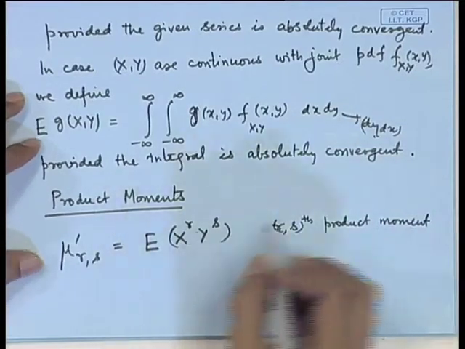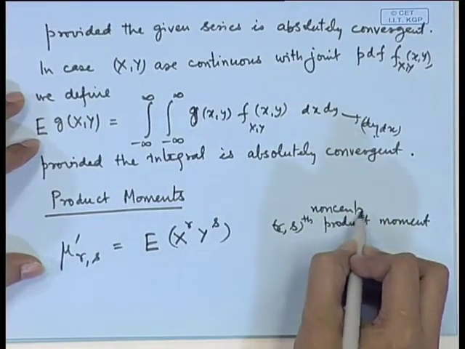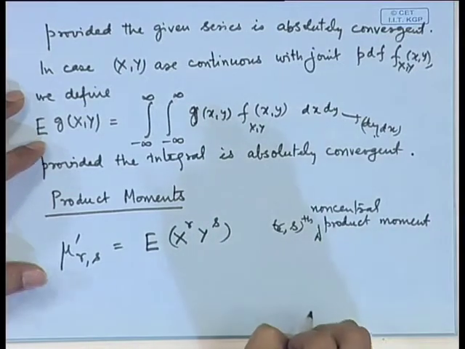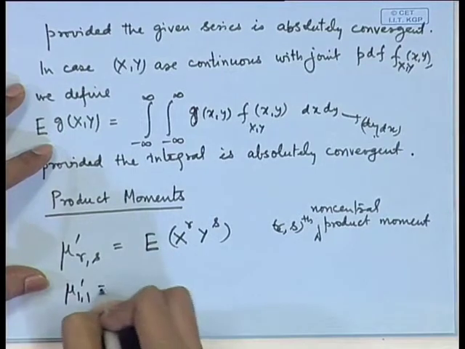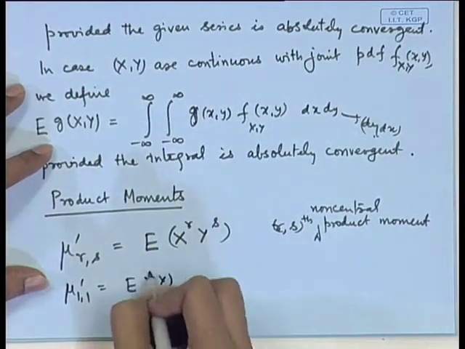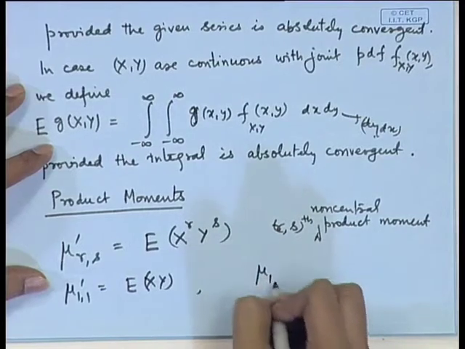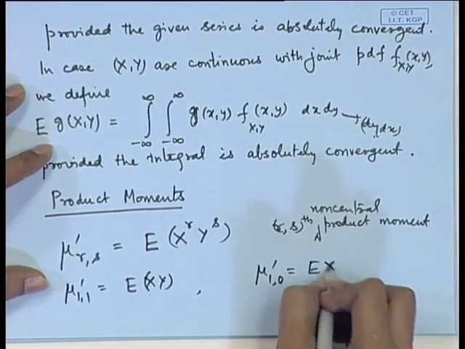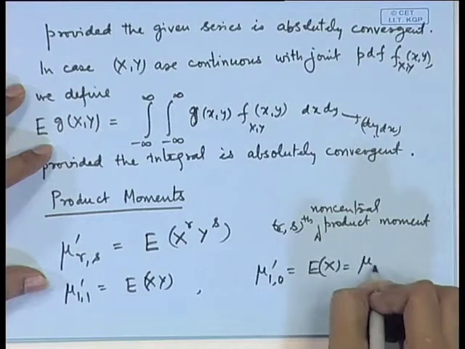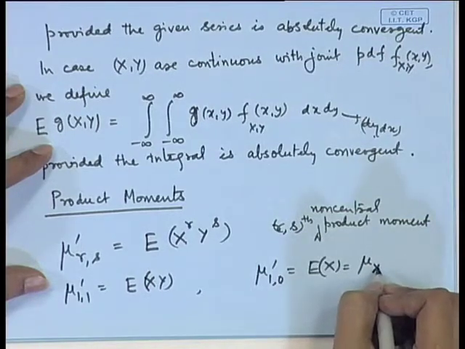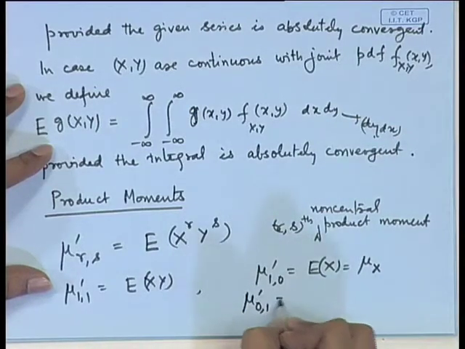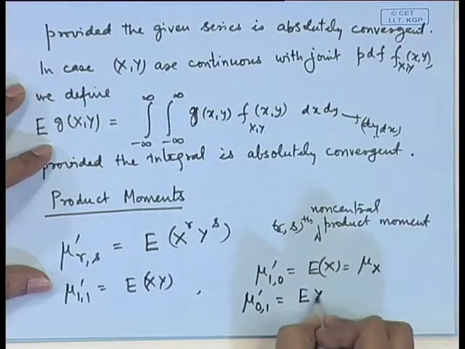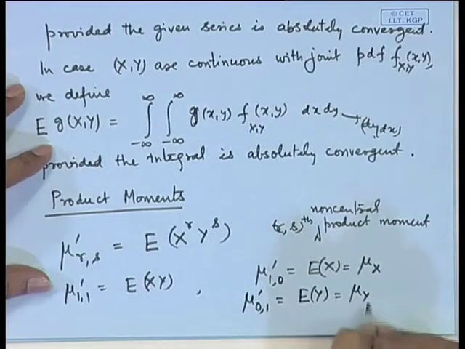Now, this is a non-central moment. As we had seen in the univariate case also, we can define central and non-central moments. So, in particular we can consider mu_{1,1}', that is equal to expectation of X into Y. If we consider mu_{1,0}', that is expectation of X, that is the mean of X or the expected value of the random variable X. Similarly, if we consider mu_{0,1}', that is equal to expectation of Y, that is the expectation of random variable Y.